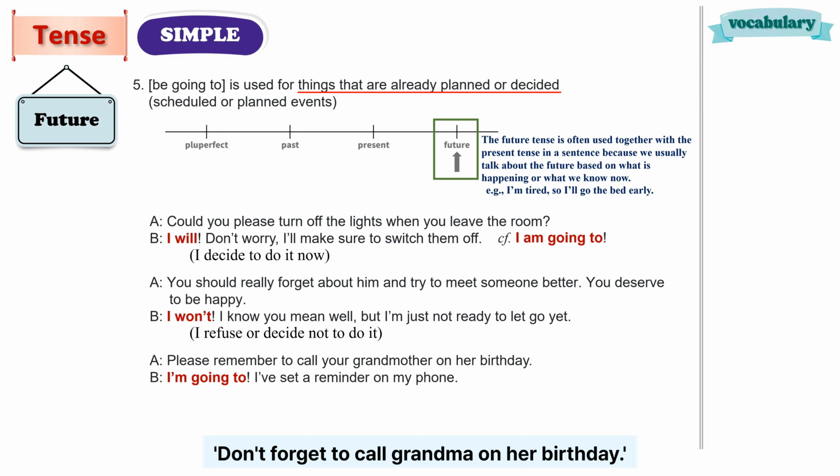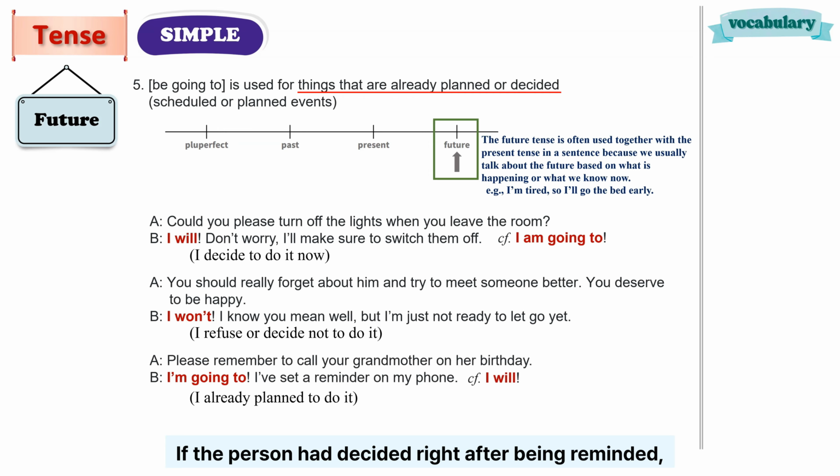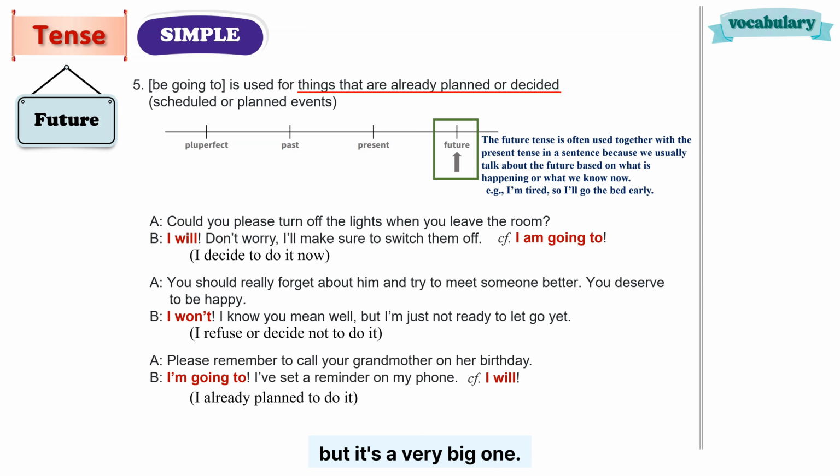"Don't forget to call Grandma on her birthday." "I'm going to. I already set an alarm reminder on my phone." This shows the decision was made beforehand. If the person had decided right after being reminded, the answer would be, "I will," meaning, "Oh, right, I'll do it." It might seem like a small distinction, but it's a very big one.